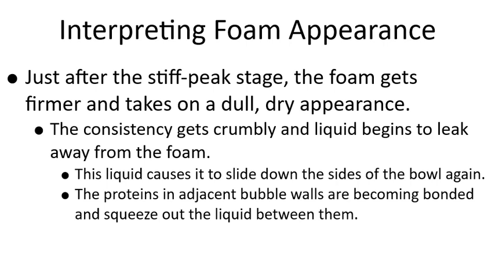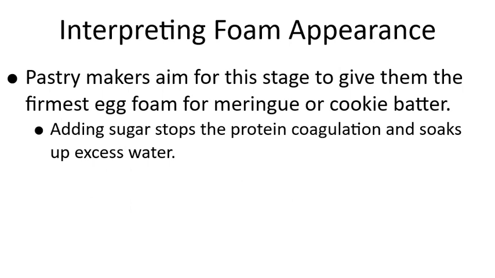This happens because the proteins in adjacent bubble walls are becoming bonded so strongly that they squeeze out the liquid between them. That is, they're starting to coagulate into solid bits of protein and liquidy water, although the proteins still encapsulate the air bubbles. Pastry makers aim for this stage to give them the firmest egg foam for meringue or cookie batter. Adding sugar at this point stops the protein coagulation and soaks up the excess water.